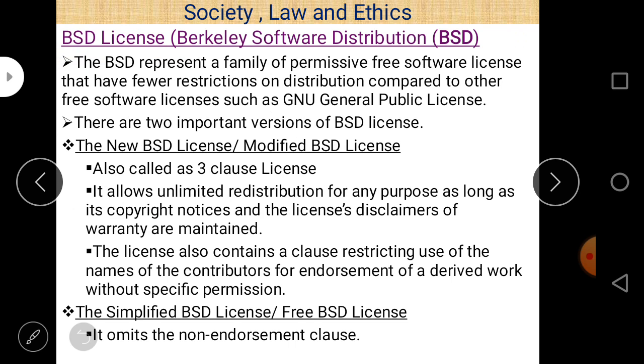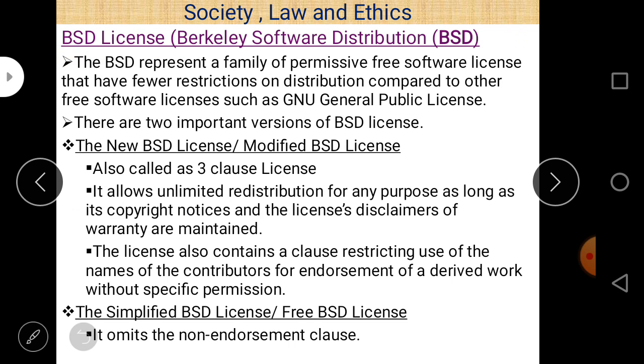Modified BSD is also called the three-clause license, and it allows unlimited redistribution for any purpose. Second, the license also contains a clause restricting the use of the names of the contributors for endorsement of a derived work without specific permission. And the simplified BSD license omits the non-endorsement clause.